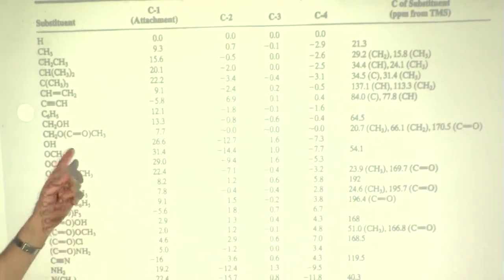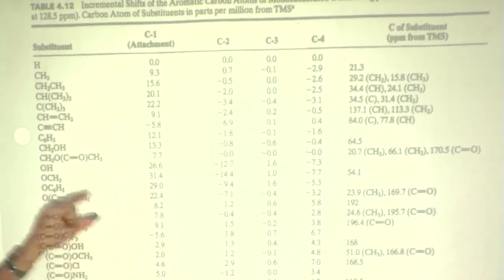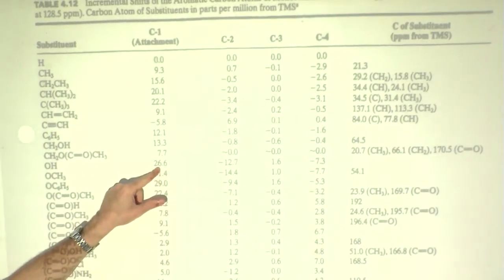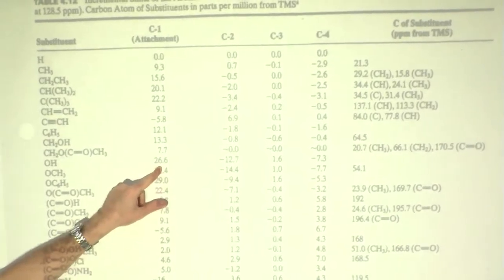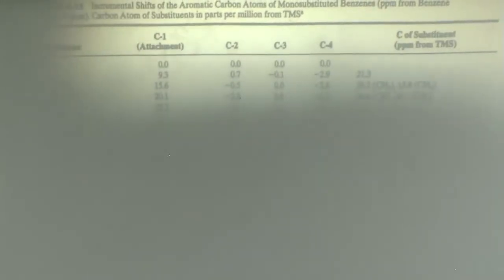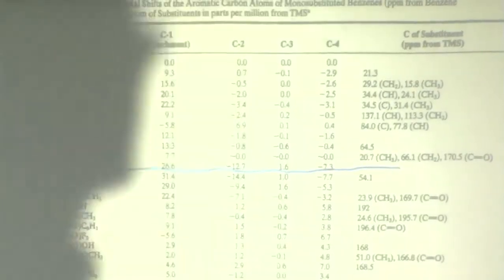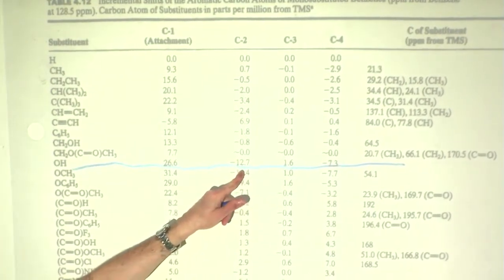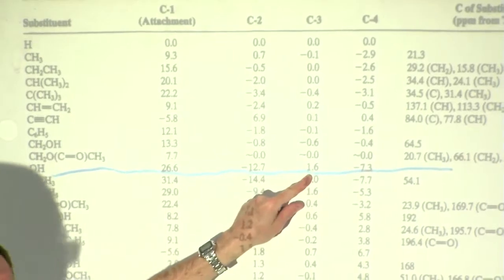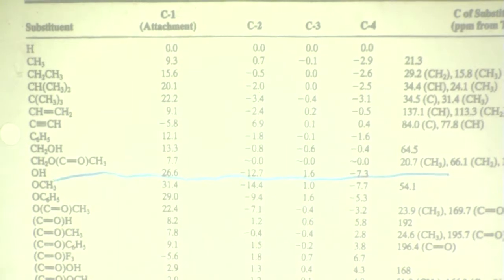And literally what was done to make this table was, as we said, benzene's 128.5. So somebody took a spectrum of phenol and said the carbon that's directly attached to the OH of phenol is shifted downfield by 26.6 ppm. The carbon that's ortho is shifted upfield by 12.7. The carbon that's meta is shifted downfield by 1.6, and the carbon that's para is shifted upfield by 7.3 ppm.